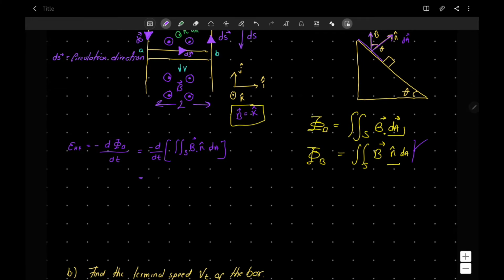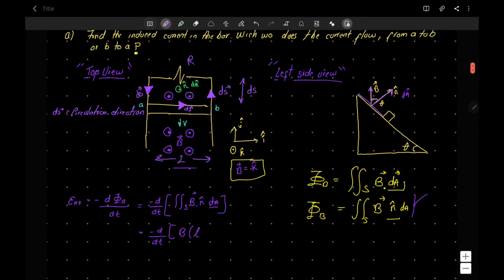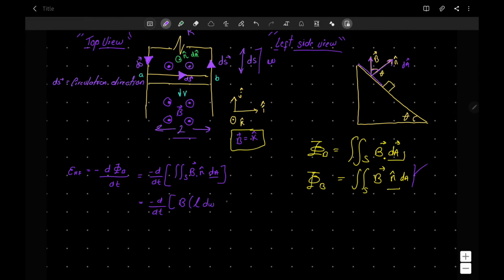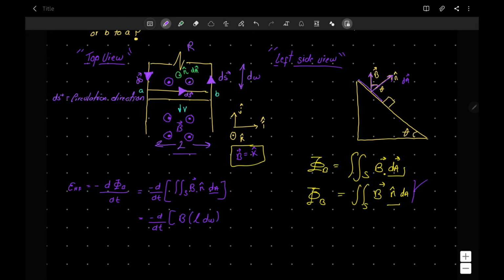So we have dt, and B is uniform, so that's constant. It is not changing with time. What is changing in time is this area. This area is changing in time, right? And that will induce the EMF. Okay, so we have B times the area, that's L times this, that will be something like W. I'm going to draw it as dW, not ds. That's the other part of this area that is changing in time. So therefore we have that area.